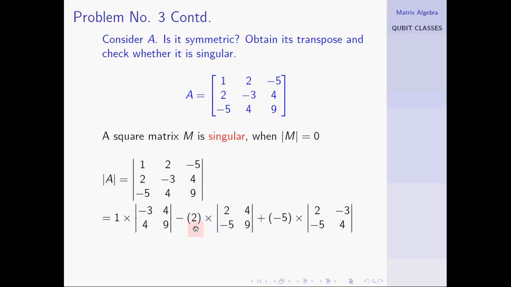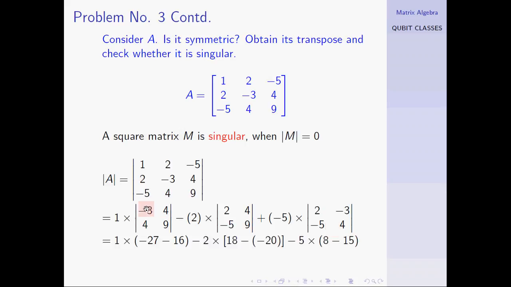Similarly, for 2, we have 2, 4, minus 5 and 9. And for minus 5, we have 2, minus 3, minus 5 and 4. So these are 2 by 2 determinants, this one and this one. Now a 2 by 2 determinant is evaluated as follows.